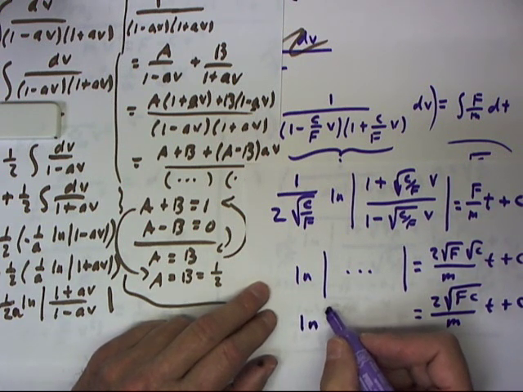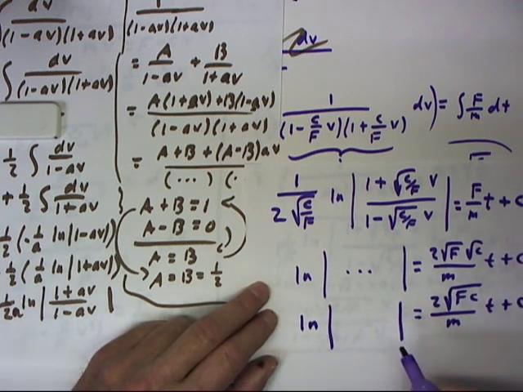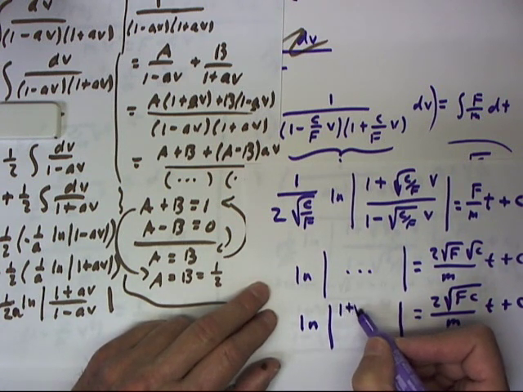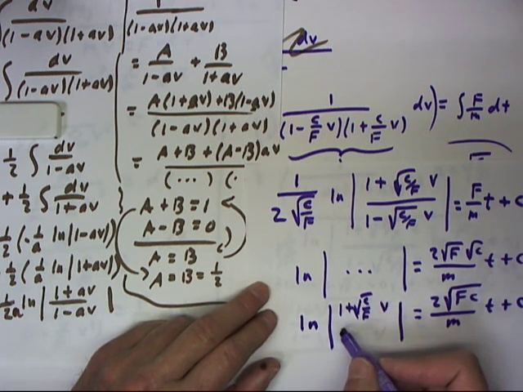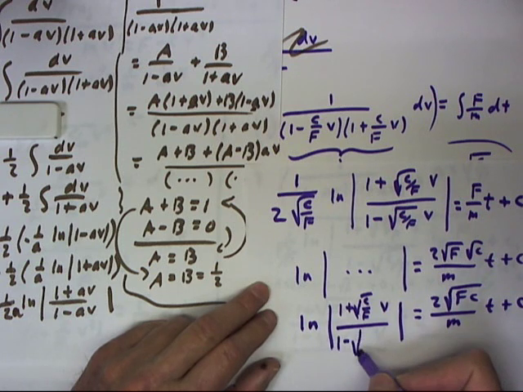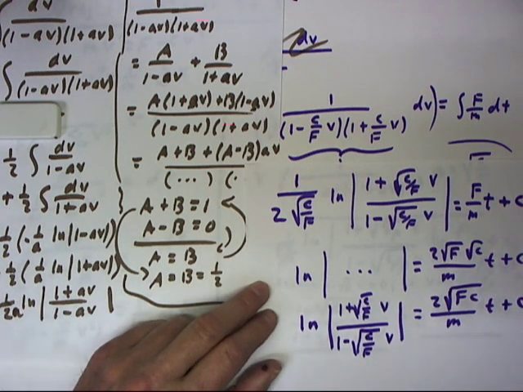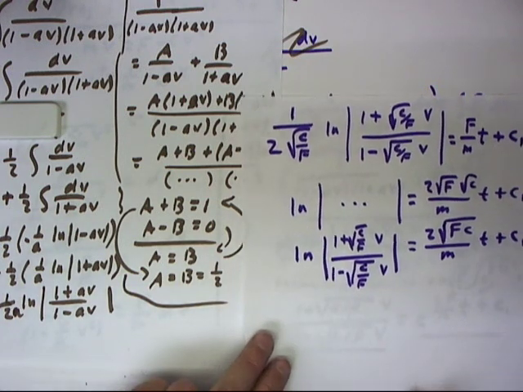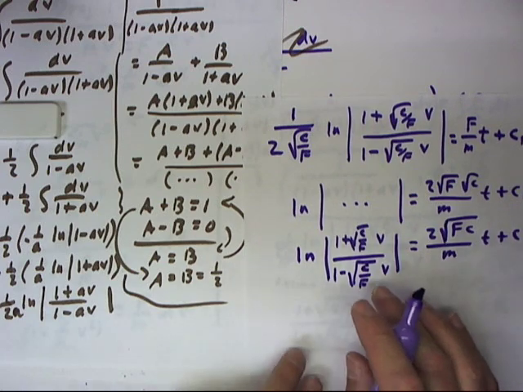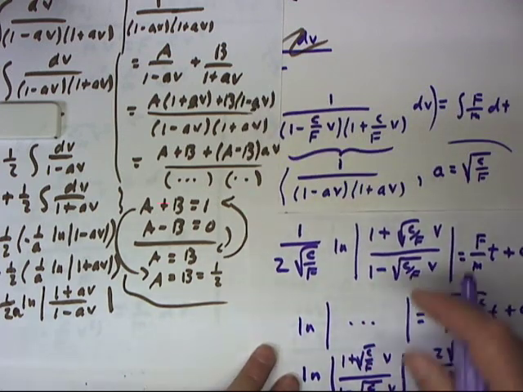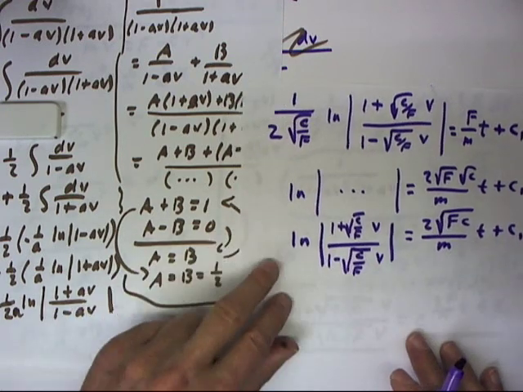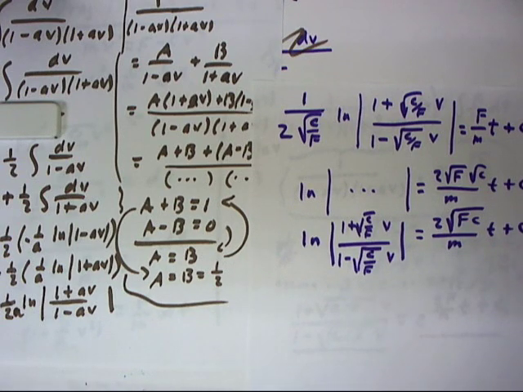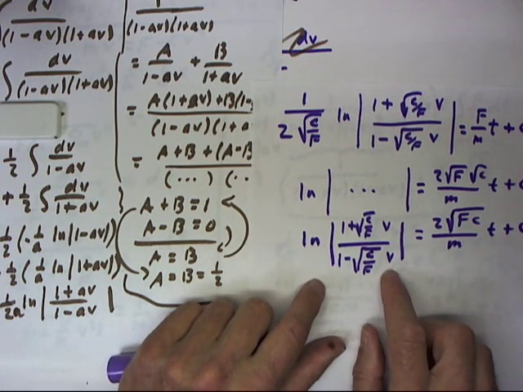So again, we have the natural log of the absolute value, and I'll write that out this time, 1 plus the square root of c over f times v divided by 1 minus the square root of c over f times v. So this is a correct integration of this original left-hand side, and then a correct simplification on the right-hand side. And we're going to proceed then to solve this for v.